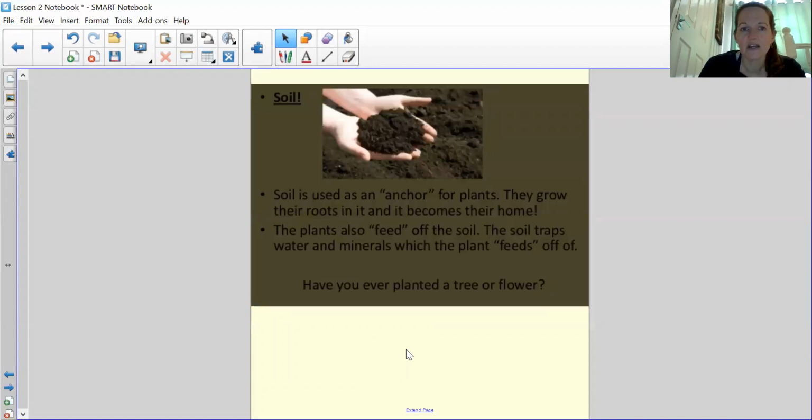Now, soil. Soil is used as an anchor for the plants. They grow their roots in it and it becomes their home. The plant also feeds off the soil. The soil traps the water and the minerals which the plant feeds off of. So have you ever planted a tree or a flower? Well, if you have, you would know you'd always need to put the seed in soil. So the soil acts as that anchor. So the roots go into the soil and it helps the plant to stand up straight as well. So we've got water and soil.